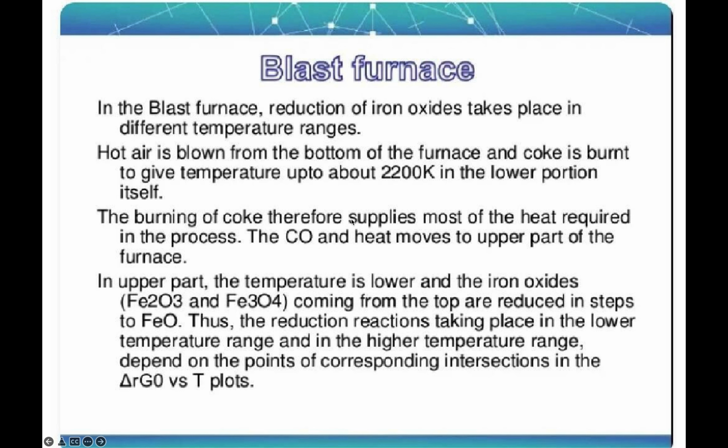The burning of coke therefore supplies most of the heat required in the process, and CO and heat move to the upper part of the furnace. What happens in the upper part? Mostly in the upper part the temperature is lower. The iron oxides coming from the top will be reduced in steps to Fe3O4, Fe2O3 and FeO. The reduction reaction takes place in the lower temperature range and higher temperature range depending on the points of intersection in this graph. We already saw this before. You can refer to the textbook also about the curve of the graph or the intersection of the graphs.